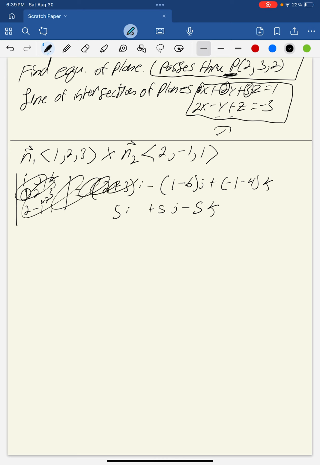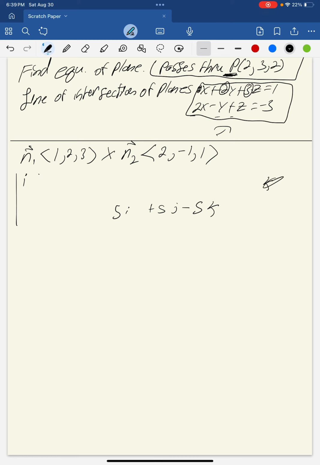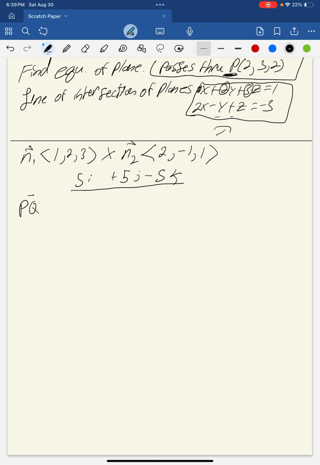Let's erase this and hopefully not erase the bottom. Okay, well, now let's just move this up. So now that we have the cross product of the two normal vectors, we can now move on to finding the vector between P and Q. So now we're looking for this vector.